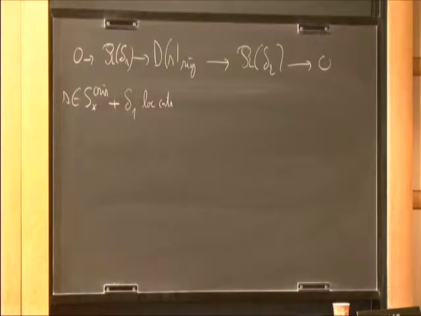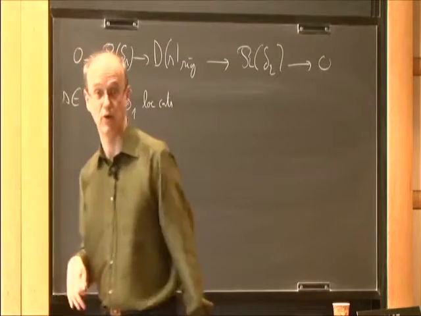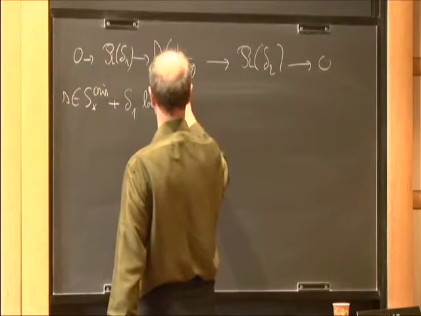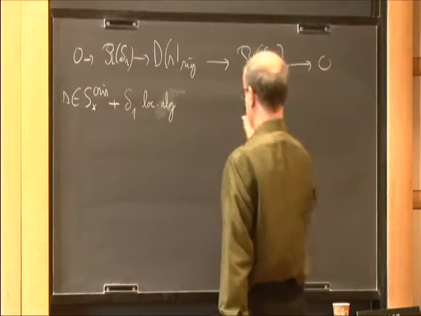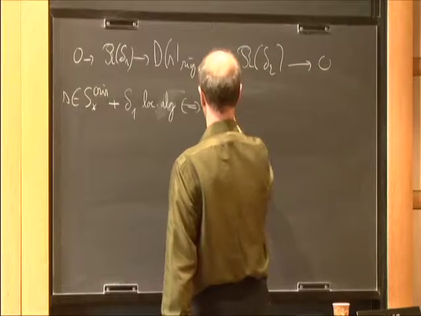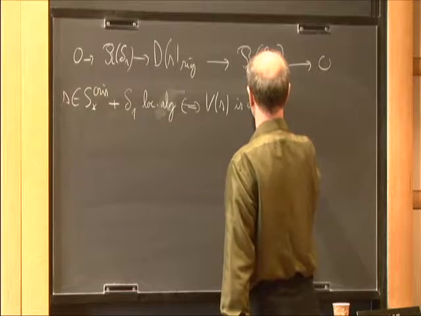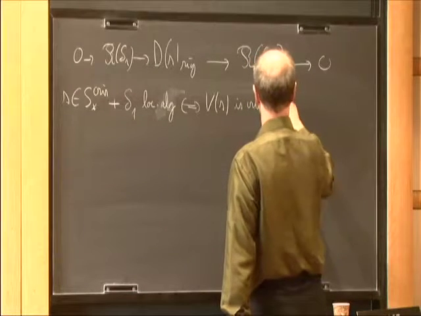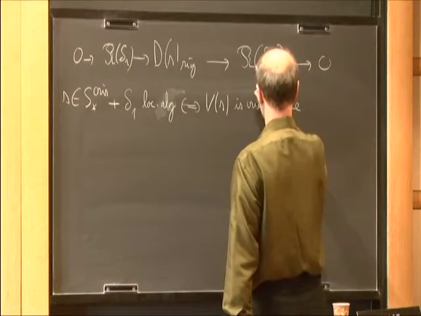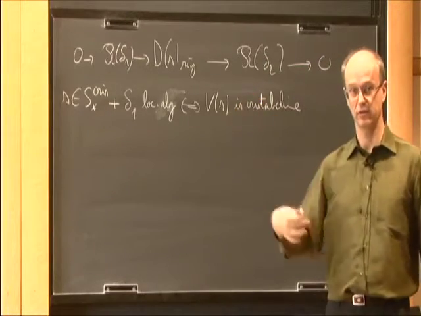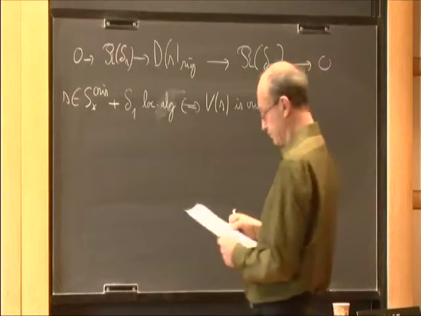That works as well. It means that you can twist by a power of the cyclotomic character, in fact. Plus locally algebraic. This is equivalent to the fact that the Galois representation V of S is crystalline. Crystalline means that it becomes crystalline over some abelian extension of Qp.